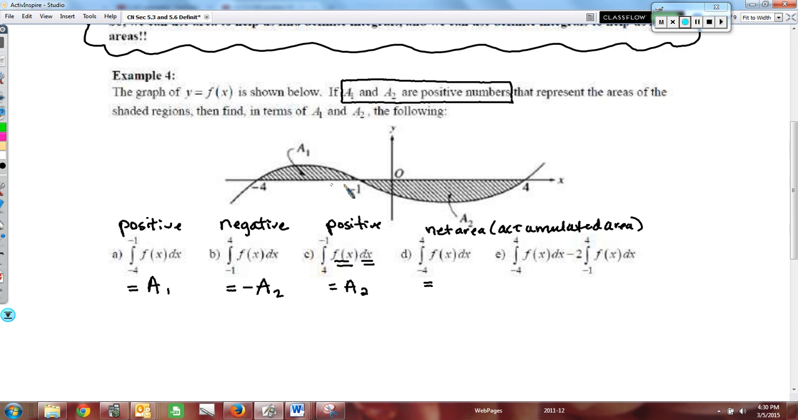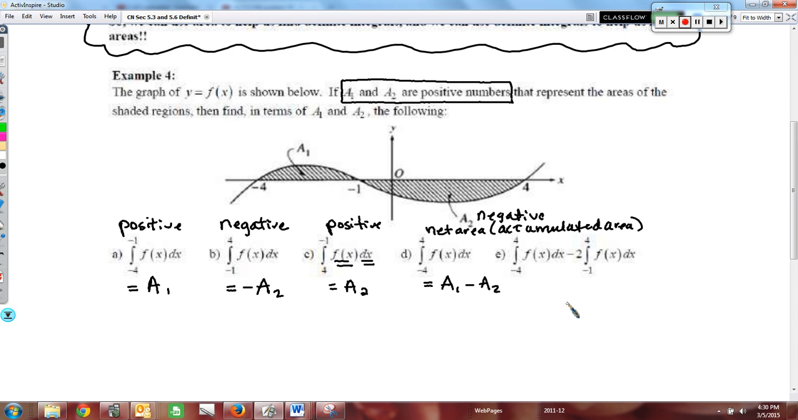And so I gained some and then I lost some. And overall, if I had to guess whether this was positive or negative, by looking at how much I gained and how much I lost, my accumulation is going to be a negative value in the end because I have lost more than I gained. How do I find it though? I go, well, I gained A1 and then I lost A2. So that would be my definite integral from negative 4 to 4.